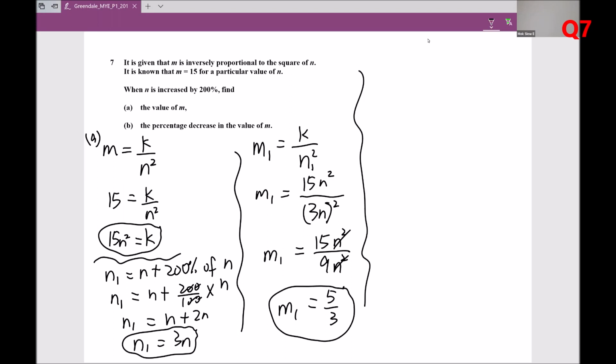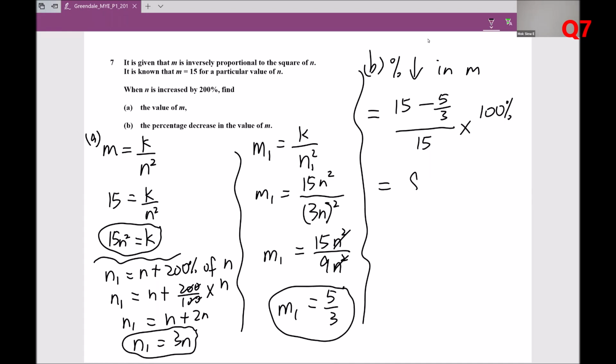Now for B, we are supposed to find the percentage decrease in m. So originally we had 15 for m. Take away the new m over the original m times 100%, and you would get 88.9%.